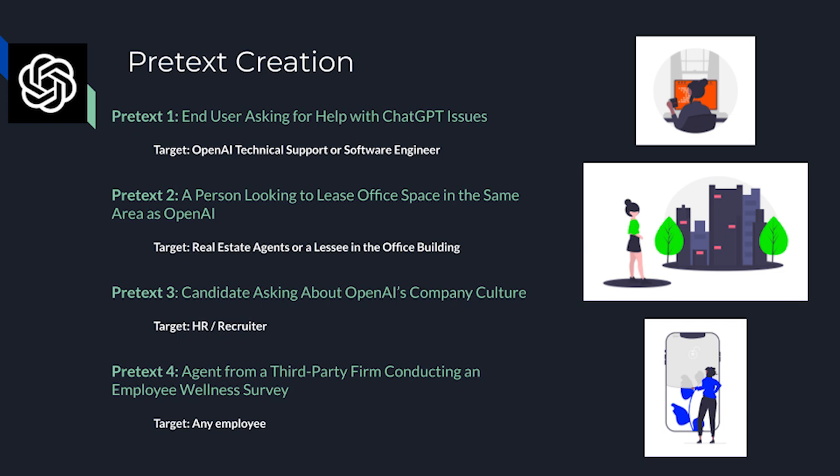The second pretext is a person looking to lease office space in the same area as OpenAI. We want to target the real estate agents that work with the same office building that OpenAI is looking to expand into.